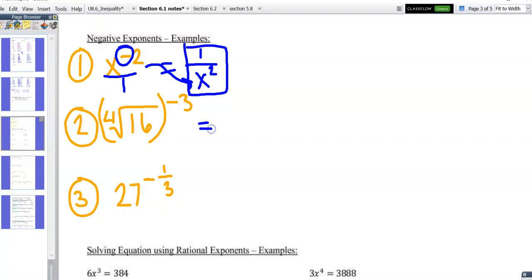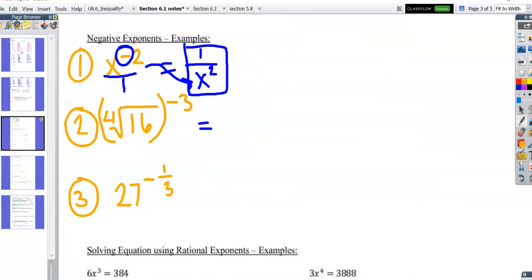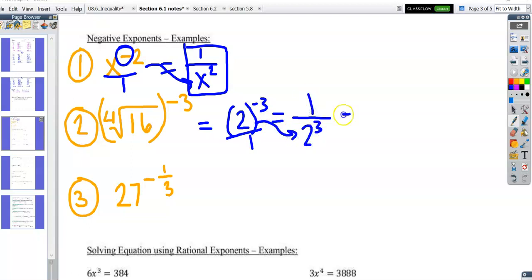For this second example, it doesn't look all that friendly to try to change. But if you go back to that table that we just filled out, we already looked at what the fourth root of 16 is, and that's 2. So you can simplify this by calling it 2 to the negative 3rd power. And now it's the exact same type of question that we just had. Cross the line and change the sign. And remember, 2 to the 3rd is the same thing as 2 times 2 times 2, so we get 1/8 for this example.